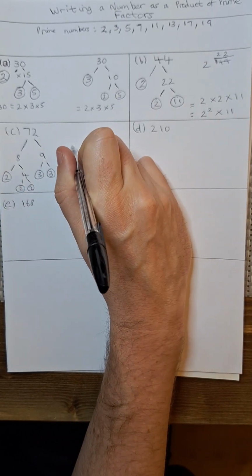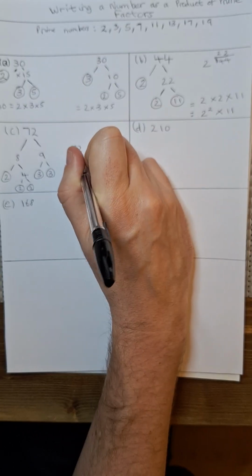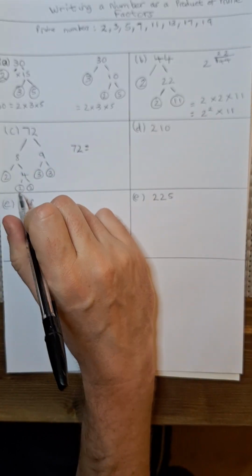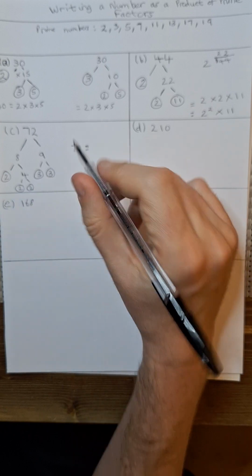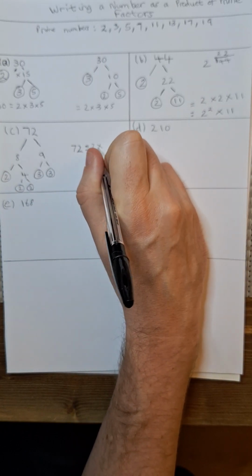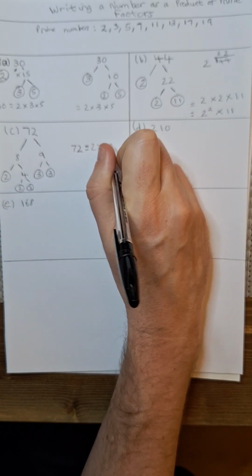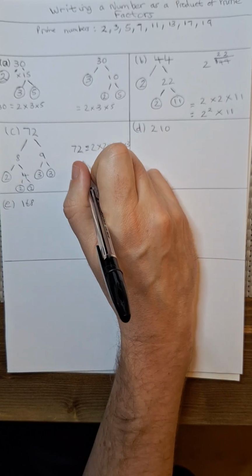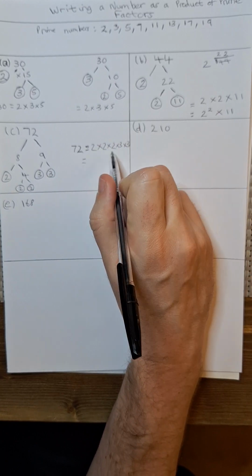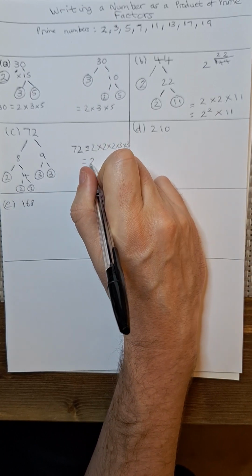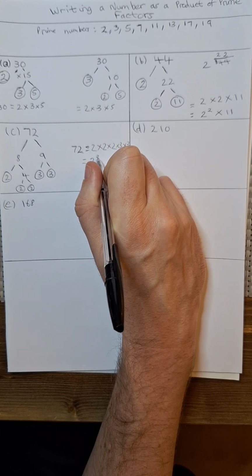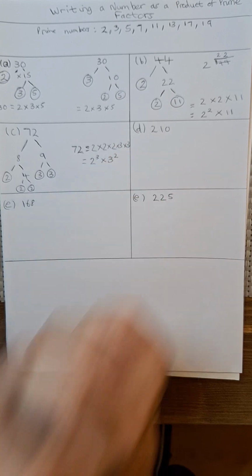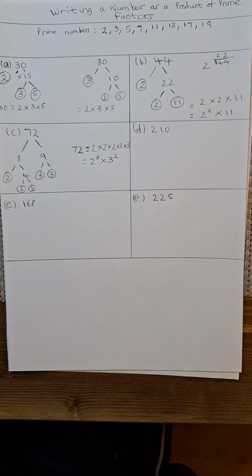So 72 equals 2 times 2 times 2 times 3 times 3. So 2 times 2 times 2 times 3 times 3, which equals 2 cubed times 3 squared. Okay, that's your answer there.